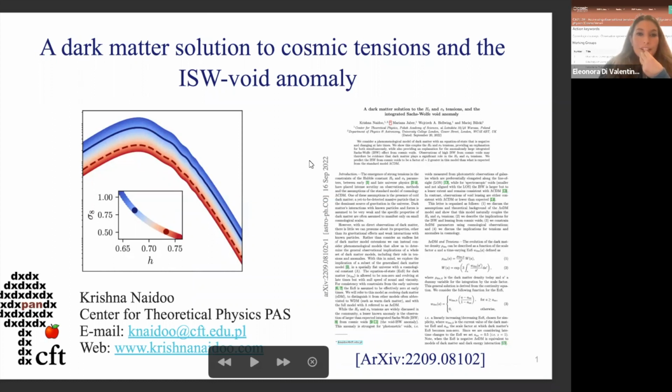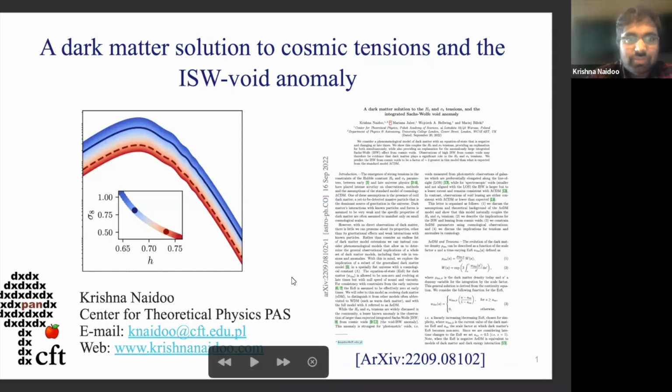Krishna is currently a postdoctoral fellow in the Computational Cosmology Group at the Center of Theoretical Physics at the Polish Academy of Sciences. Prior to this, he earned his PhD from University College London under the supervision of Prof. Overlap. His main interests are the large-scale structure and the CMB's cross-correlation with voids, and the role this plays in the CMB cold spot anomaly. Today he will present the dark matter solution to cosmic tensions and the ISW-void anomaly. Krishna, you can start when you're ready.